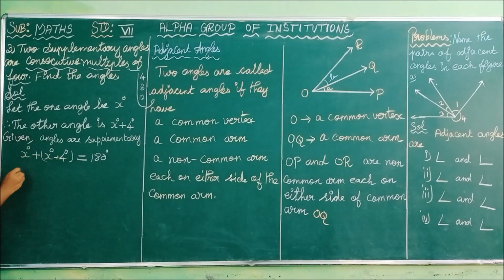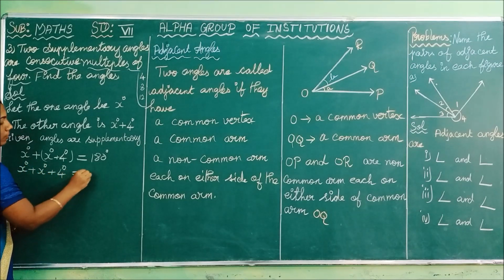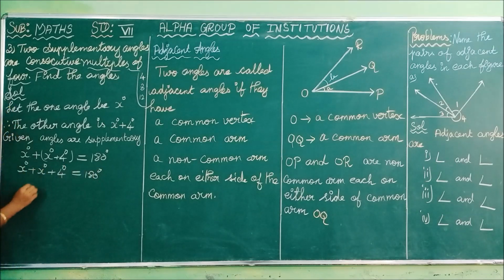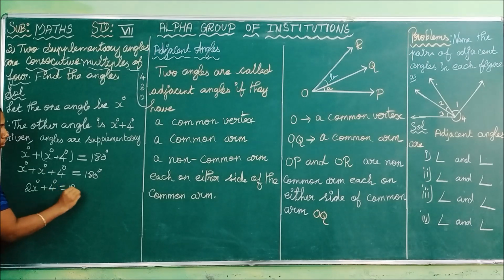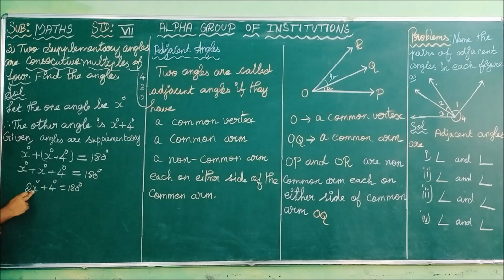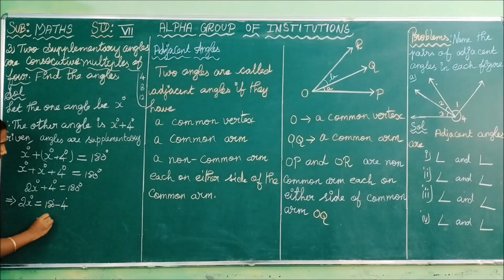So, we have to remove the bracket. So, x degrees plus x degrees plus 4 degrees is equal to 180 degrees. x plus x, 2x. 2x degrees plus 4 degrees equal to 180 degrees. In order to find the value of x, we have to make x free. So, we have to bring this 4 degrees to the RHS. So, this implies 2x equal to 180 minus 4. So, what is the value? 176. So, 2x equal to 176.